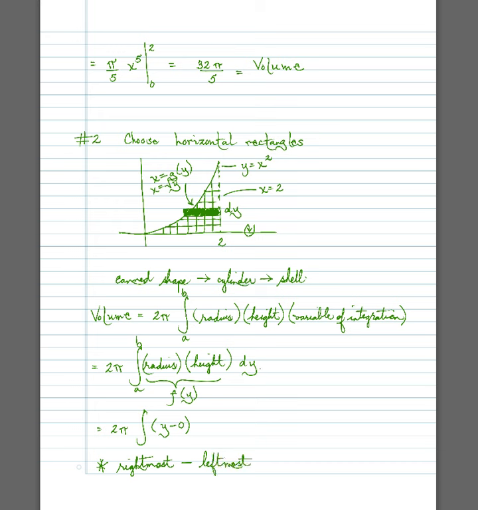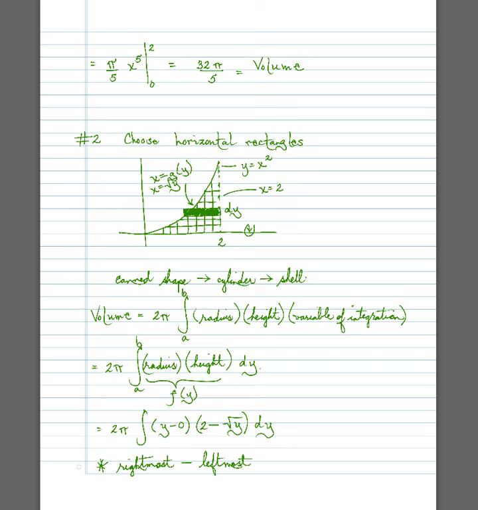Okay, so in this way, our height is going to be 2 minus the square root of y. And then, of course, our variable of integration is dy. Now, all we have to do is put our limits in. Our x values originally went from 0 to 2. All we have to do is plug in and see what our corresponding y values are.